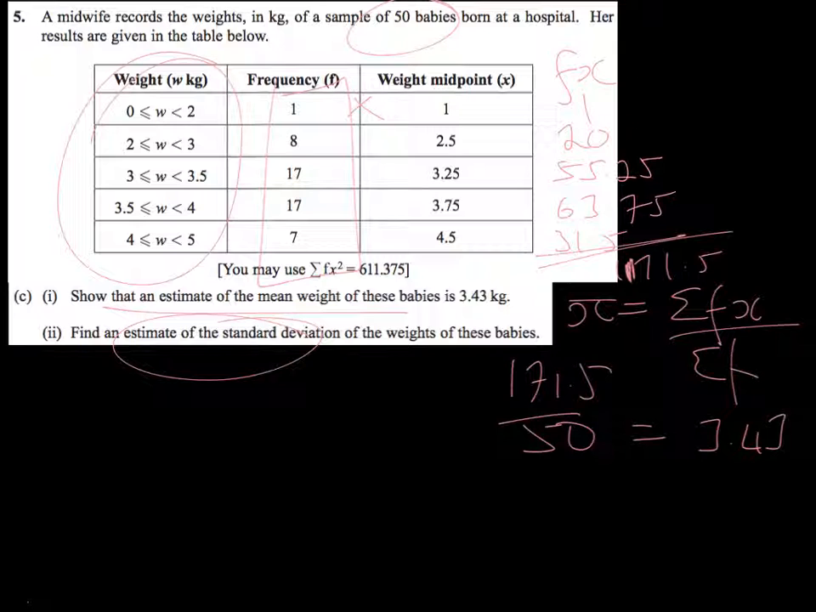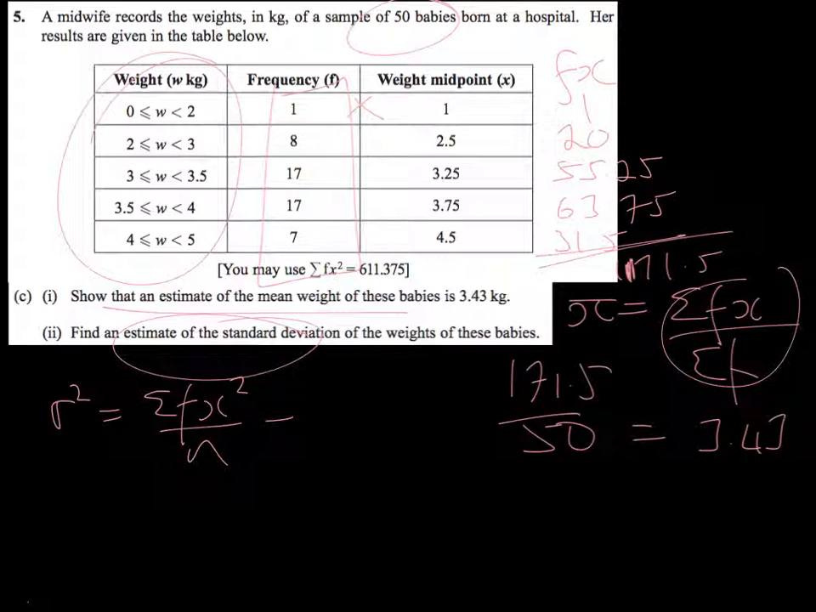Because we're using grouped data here, if we look at the variance to start off with, the variance would be the mean of the squares. But because it's grouped data, we're using sigma fx squared over n minus the square of the mean. Again, to find the mean we used sigma fx over sigma f, or n, the same value essentially. That's going to give us the variance. So to work out the standard deviation, all we need to do is take the square root of that.